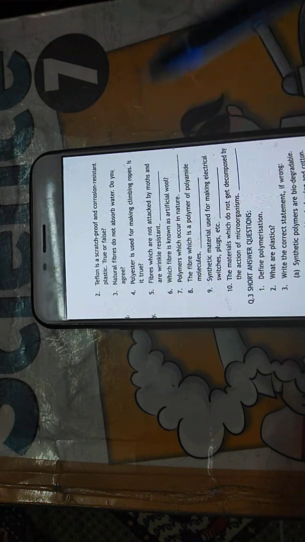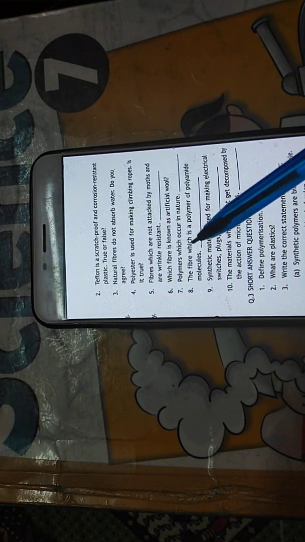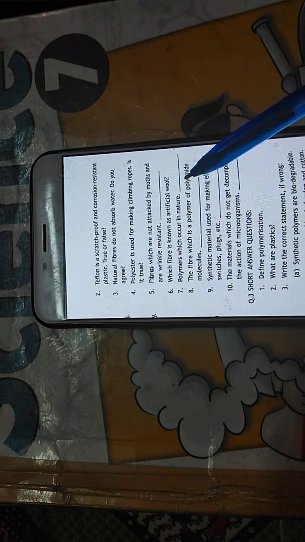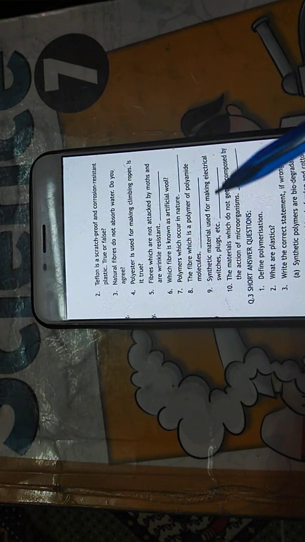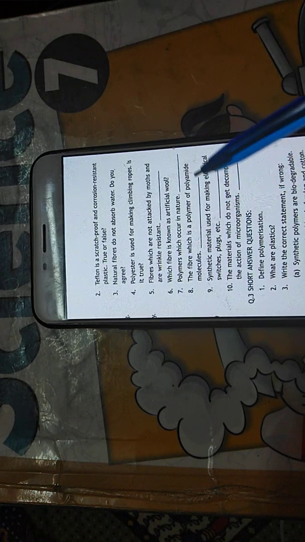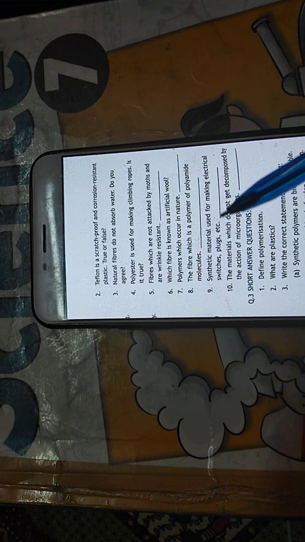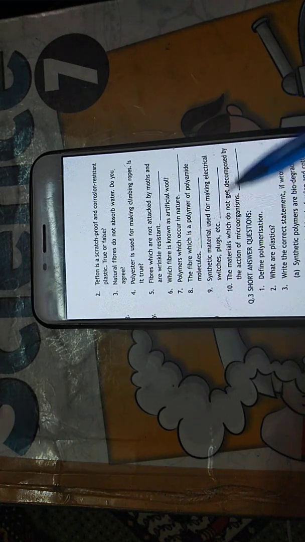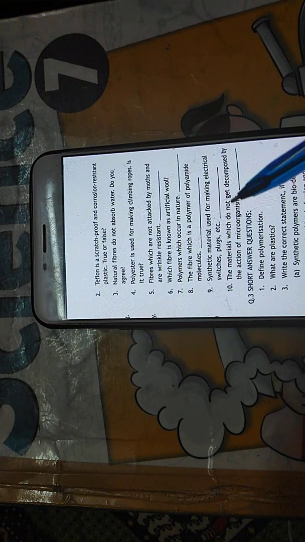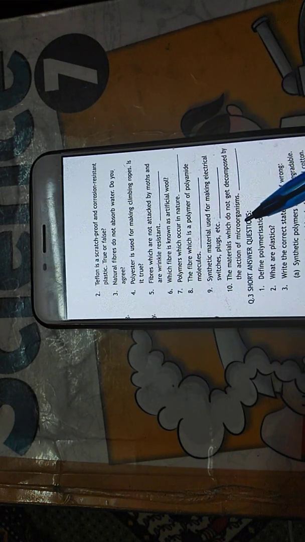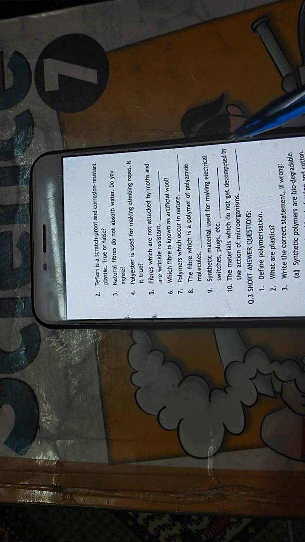artificial wool? Acrylic fiber. Polymers which occur in nature are natural polymers. The fiber which is a polymer of polyamide molecules: nylon. Synthetic material used for making electrical switches, plugs, etc.: Bakelite. The materials which do not get decomposed by the action of microorganisms are known as non-biodegradable materials.